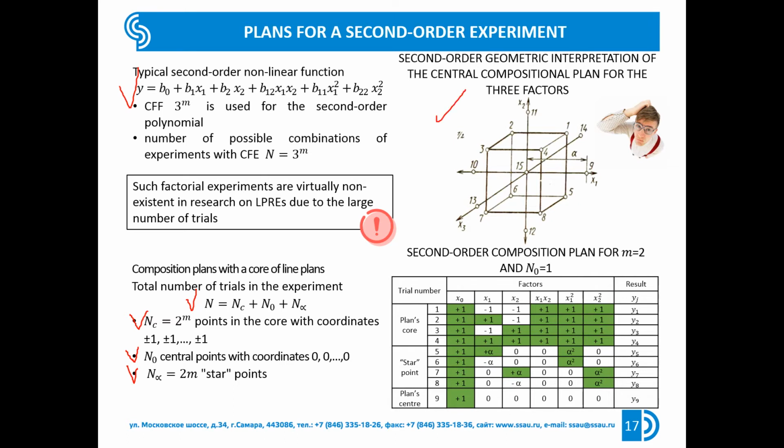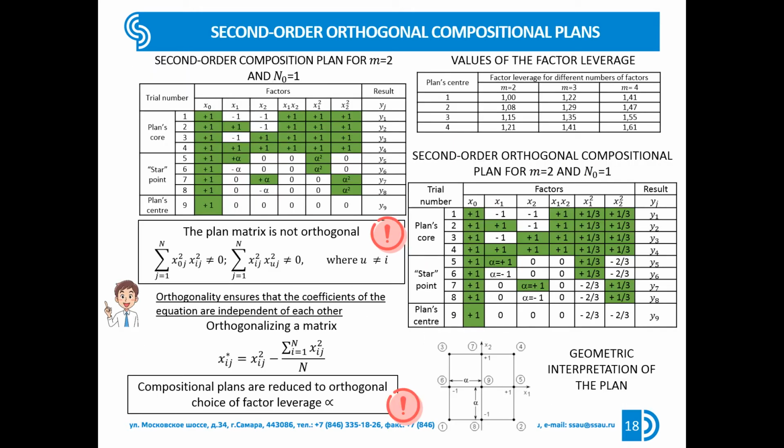The composite plan for m equals 2 and n0 equals 1 is shown in the table below. Similarly, experiment plans are made for more factors. Having analyzed the second-order composite plan shown in the table and on the previous slide, we can conclude that this matrix of the experimental plan is non-orthogonal. Recall that the orthogonality property of the matrix allows the regression equation coefficients to be independent of each other. New variables for quadratic effects are introduced to make the matrix orthogonal.